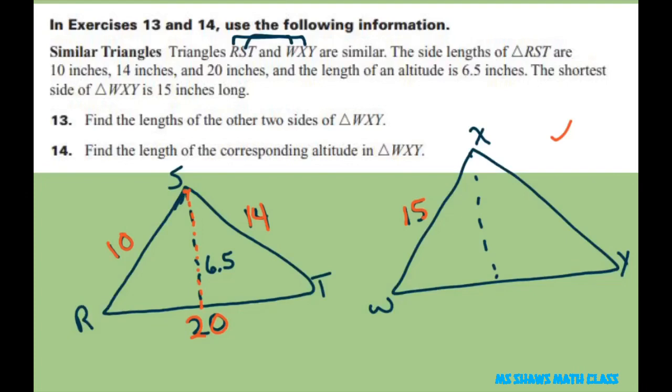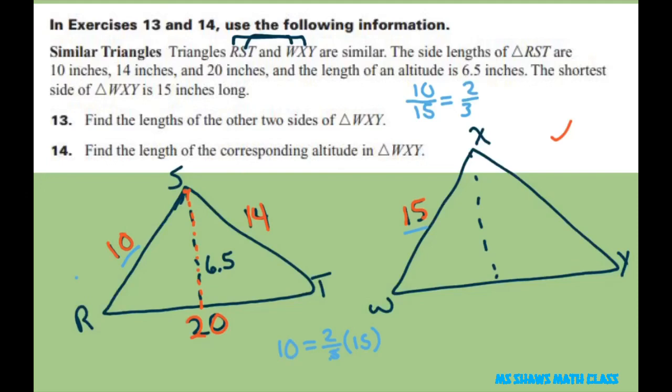So the scale factor is basically what you multiply to get from 10 to 15. This is all we know. We have 10 and 15. So if I do 10 divided by 15 and reduce that, that's going to give me 2/3. So basically, if I take 2/3 of 15, that's going to give me 10.